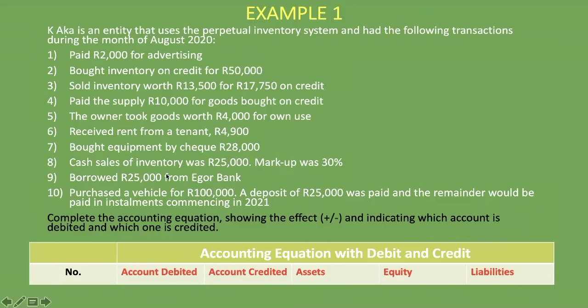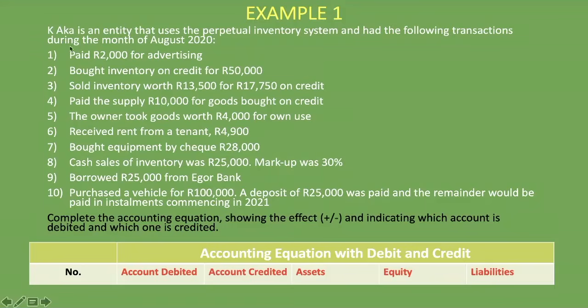So we are asked here to complete the accounting equation showing the effect, and that's the plus and the minus sign, or the positive and the negative sign, and indicating which account is debited and which one is credited. And we are given the format here at the bottom. We have the number of the transaction, we have the account debited, account credited, assets, equity, and liabilities. Now we obviously know assets equal equity plus liabilities, and you can refer to our first lesson that I alluded to earlier. So let's take them one by one.